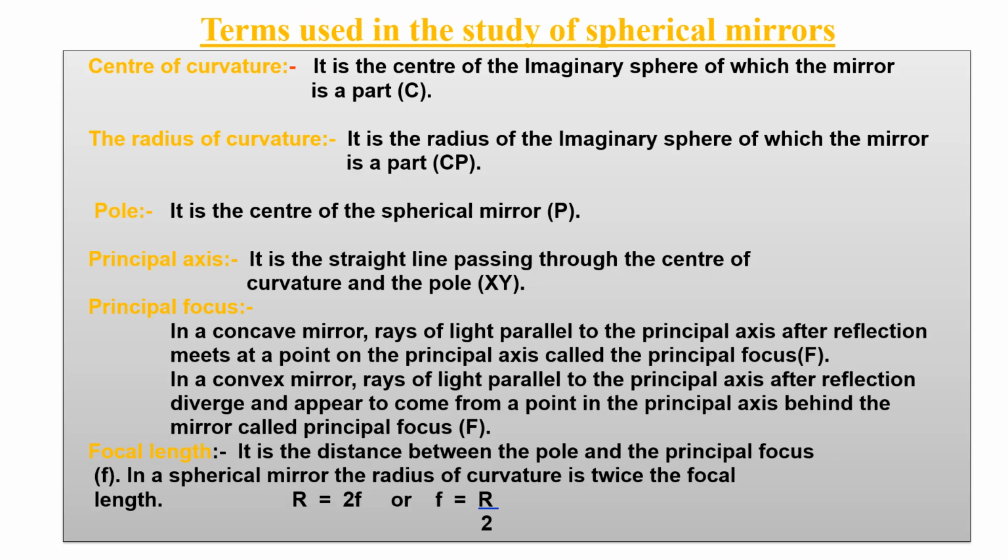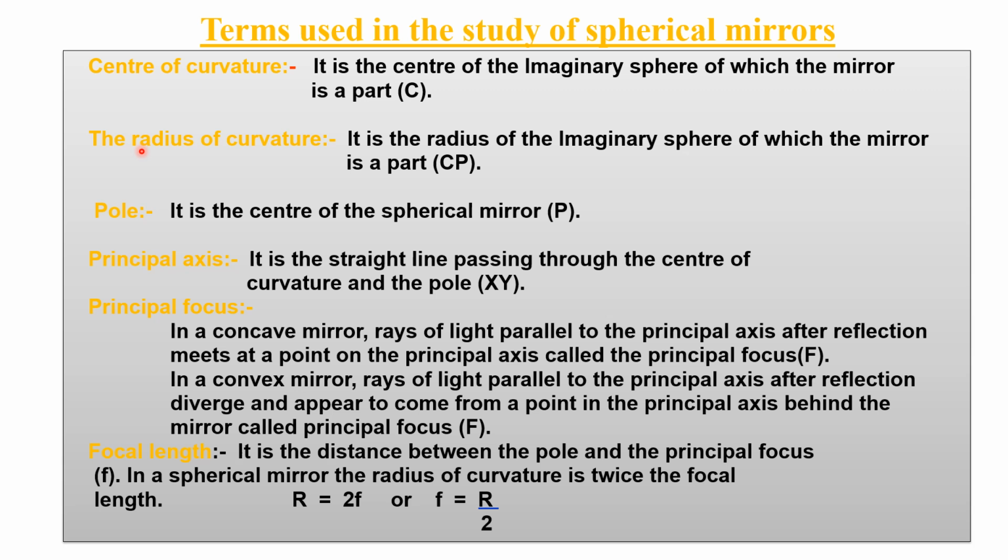So here we are going to study some of the terms that are used in the study of spherical mirrors. The first term is the center of curvature. It is the center of the imaginary sphere of which the mirror is a part. It is denoted by capital C. When we consider the concave mirror, the center of curvature lies in front of it. When we consider a convex mirror, the center of curvature will always lie behind it.